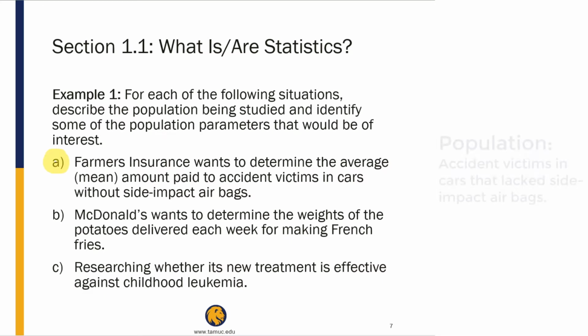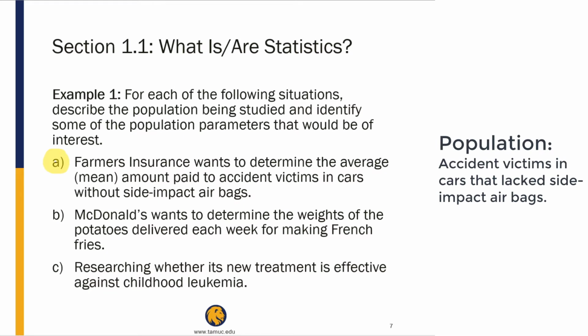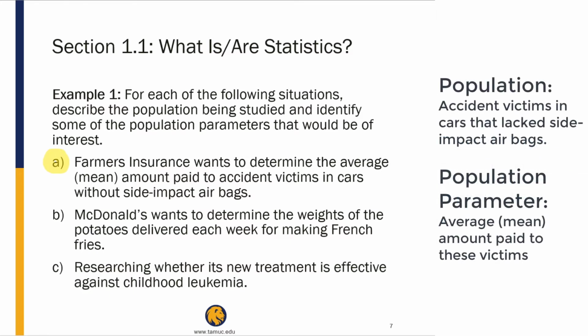So the population in this case would be the accident victims that were in car crashes without side impact airbags. We talk about that group as the population being studied, and what we're trying to determine about that population is the average amount paid. That average amount paid would be what we call the population parameter, because it refers to the number that was determined about the population.